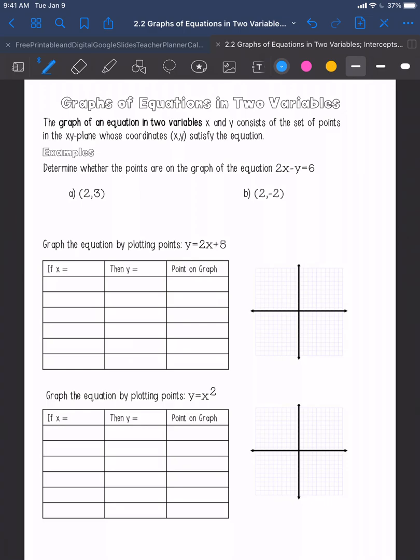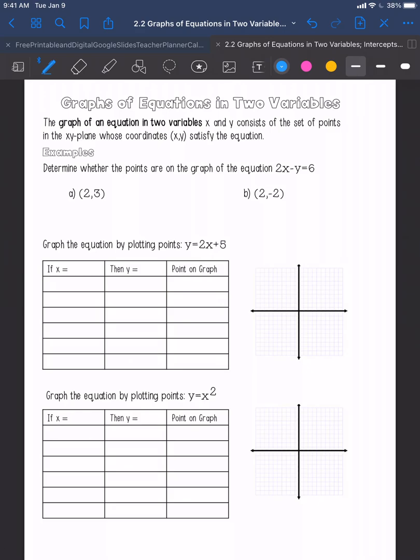This lesson discusses graphs of equations in two variables as well as intercepts and symmetry. So first here, definition: the graph of an equation in two variables, x and y, consists of the set of points in the xy plane whose coordinates x, y satisfy the equation. So the coordinate pair will satisfy the equation if it lies on that line or that graph, whatever it may be.